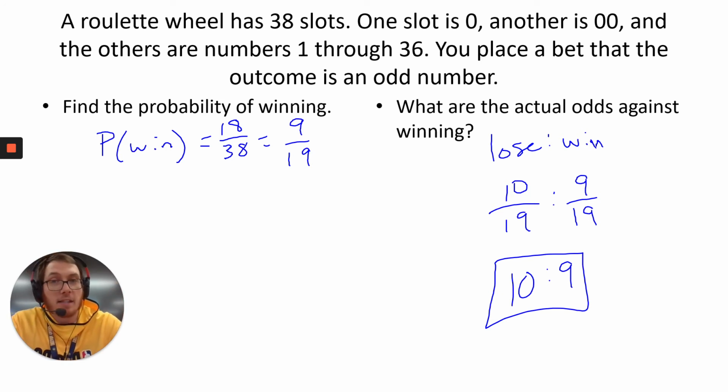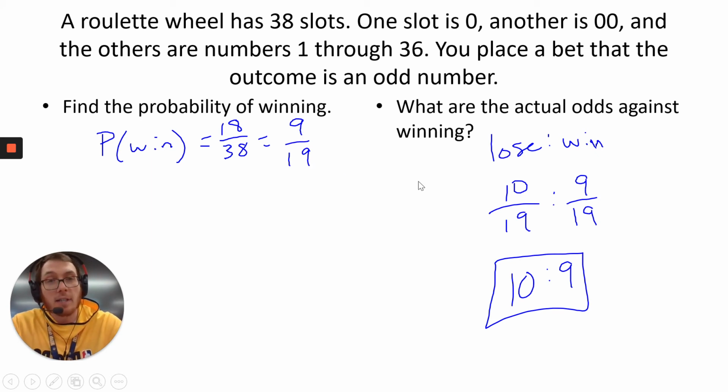So let's think about this. Of the 38 slots, you can't include 0 and double 0. That doesn't count for odd or even. And 1 through 36, that's the odd or even. Half of those are odd, half are even. That's where the 18 comes from. It's 18 out of the 38 slots, which simplifies down to 9 out of 19.